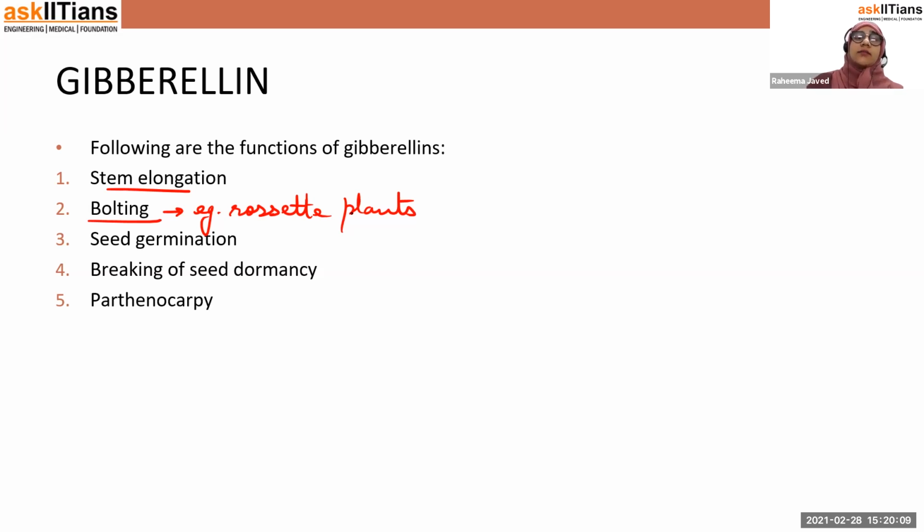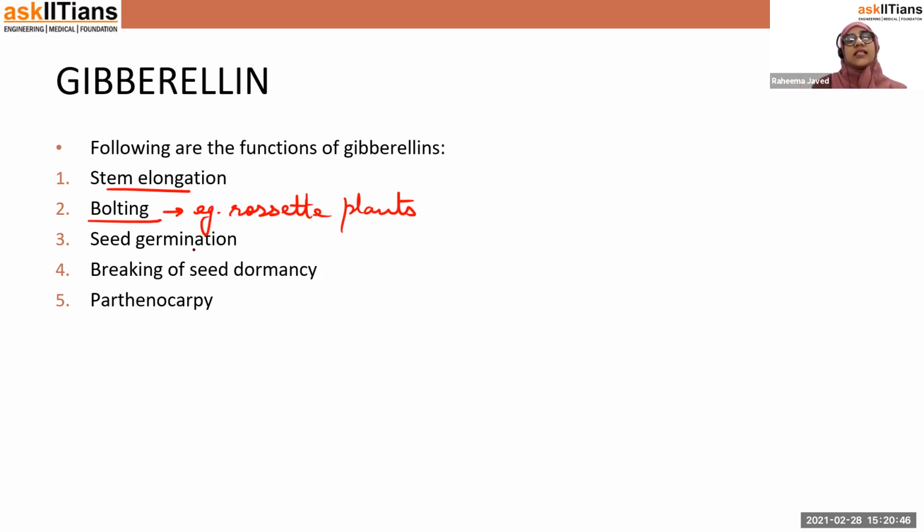Now, there is a long day photoperiod requirement for the rosette plants for the internode elongation, and cold temperature requirements are also there. But if the rosette plants are treated with gibberellin, then bolting can take place even before the rosette leaf development takes place. So it doesn't happen just before the reproduction, it can happen when the rosette plants start developing.